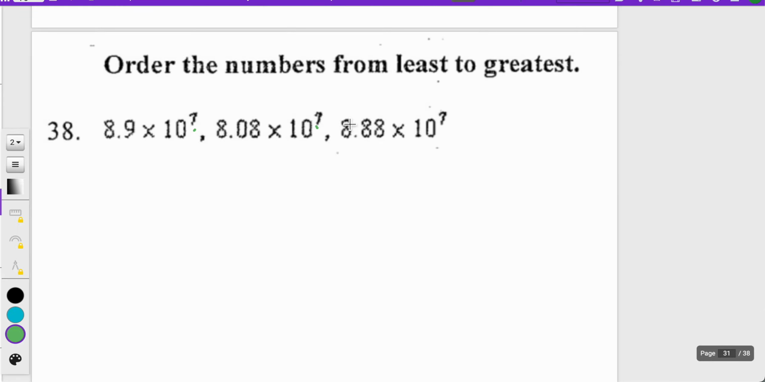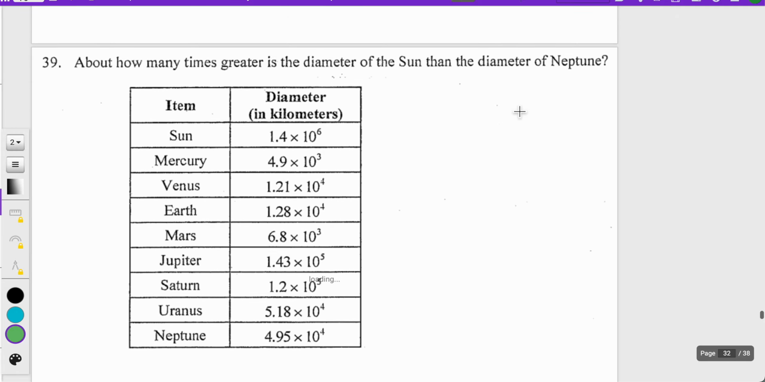Notice they're all a 7, so that's going to help us. So really you can just order the numbers. So this would be 8.08, 8.88, and then 8.9. If they were at different numbers, then we'd have to write them in standard form first.